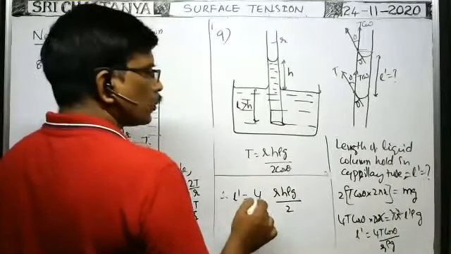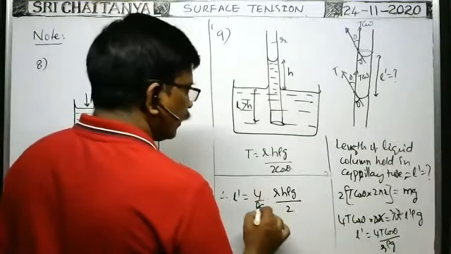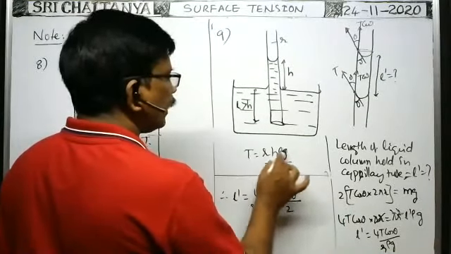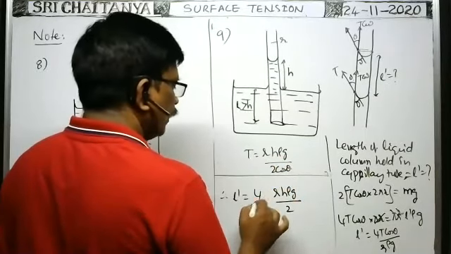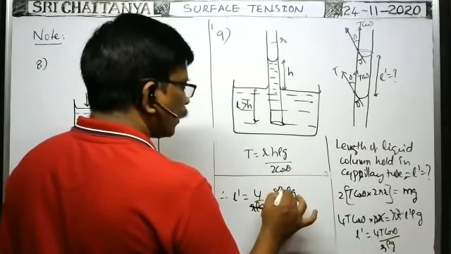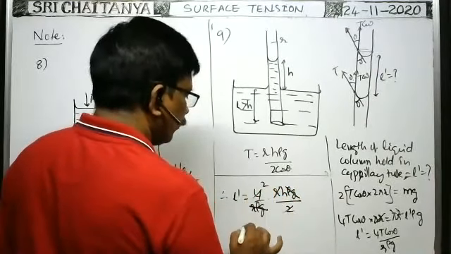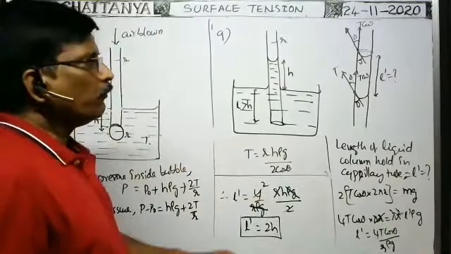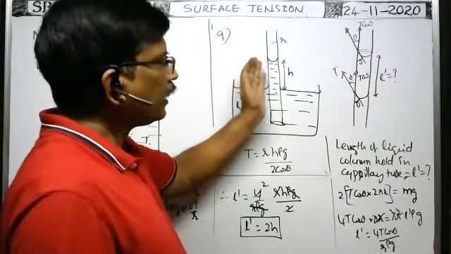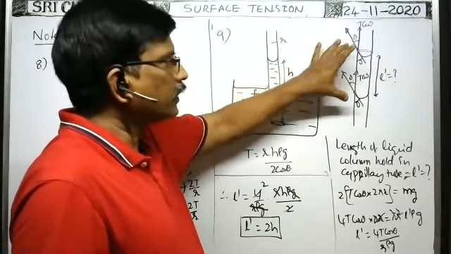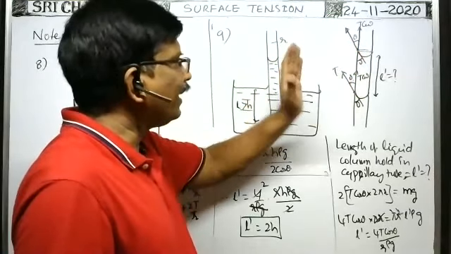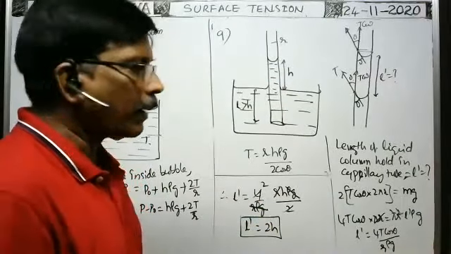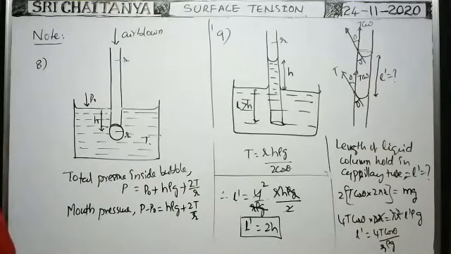Now L dash is equal to 4 by r rho g into T cos theta, which means r h rho g by 2. Therefore r rho g cancel, and the 2 and 4 give 2. Therefore L dash is equal to 2h. So whenever the capillary tube is dipped in the liquid and then taken out, the length of the liquid column that remains in the capillary tube without falling is twice the capillary rise. This point is very, very important. Twice the capillary rise. Therefore, you write the conclusion.